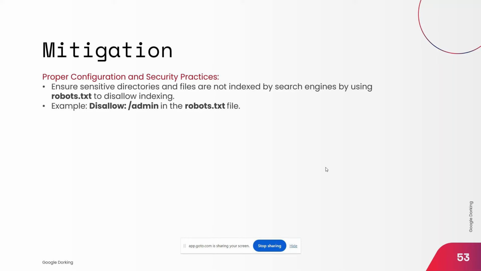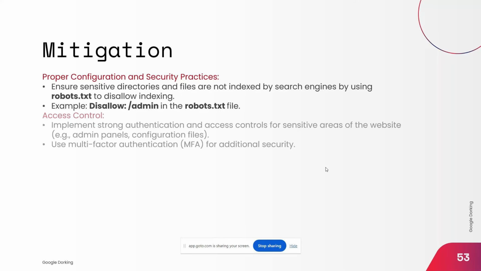We need to disable indexing if there are any sensitive pages. It could be admin pages or any other sensitive information on the website. And implement proper access controls and authentication mechanisms for the sensitive areas of the web page. Only authorized people should have access to that. It should not be exposed to outsiders. Even if there is anything exposed to the internet, let's say admin pages, it should pop up asking them to provide credentials. If they're trying to access some sensitive information which requires authorization, it should not be directly accessible to them.